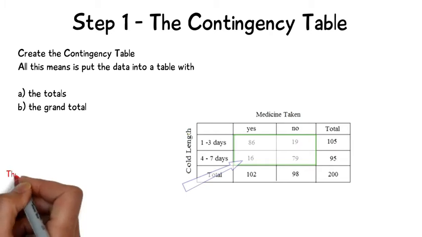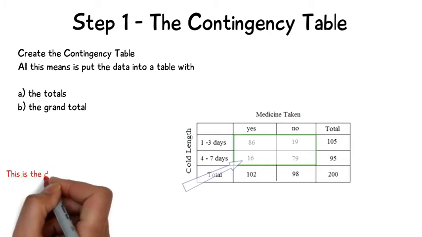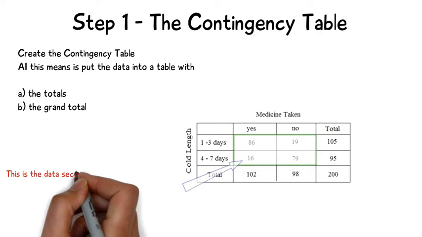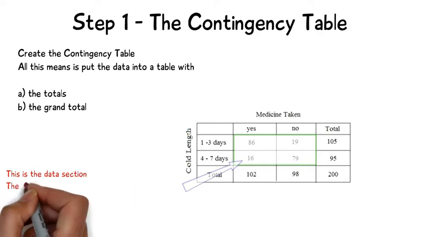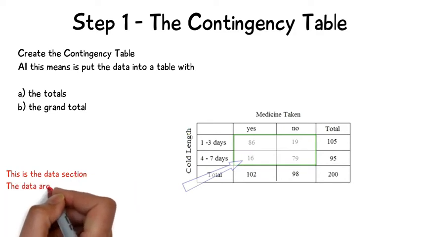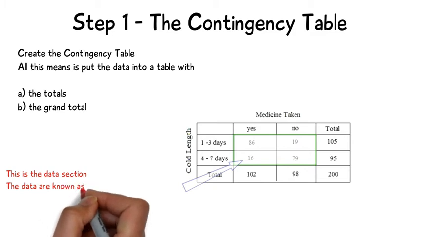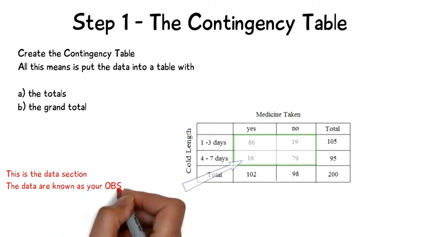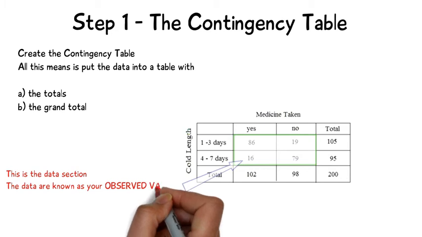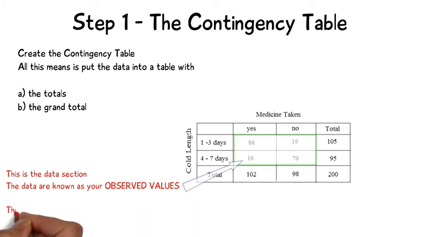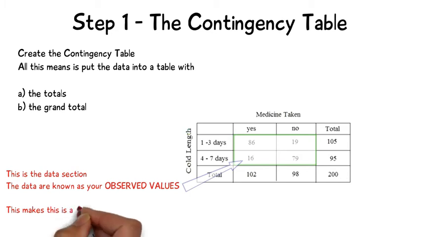This is still a 2x2 because you've got 4 elements of data. Yes, 1 to 3 days, no, 1 to 3 days, yes, 4 to 7 days, no, 4 to 7 days. This data is known as your observed values. So it's important to see this as a 2 by 2 and not to get fooled by the fact that with a contingency table, you'll have the totals and the grand totals surrounding it.